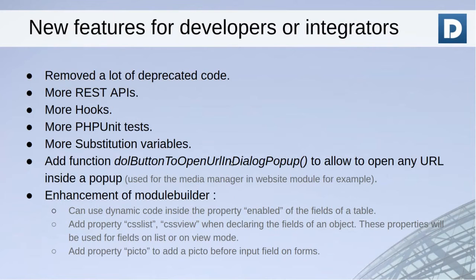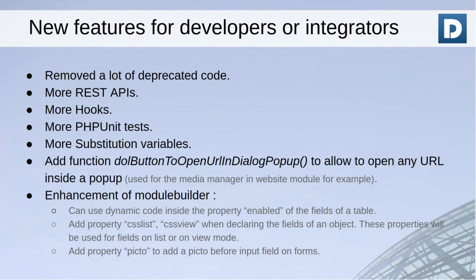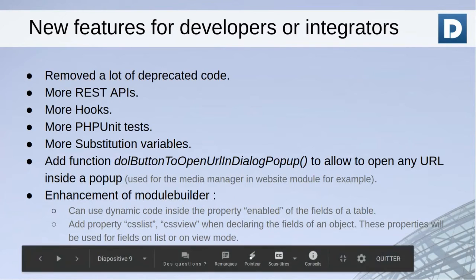There are a lot of enhancements in the module builder. The module builder is a tool that makes Dolibarr ready for the no-code revolution. So it will be possible to develop a new feature with no code. Among the enhancements, you can now use PHP dynamic code inside the property enabled of a field.